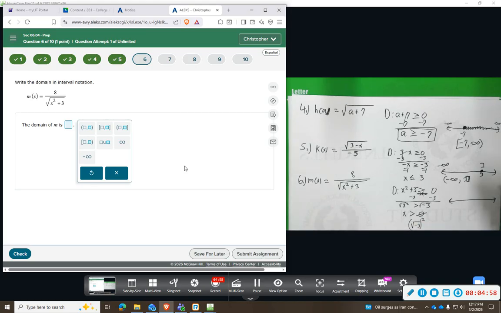So this domain is going to be negative infinity to positive infinity. You can use all numbers. There's no restrictions here. Nothing will make the denominator 0. The number that would make it 0 is not real. And then everything else works.